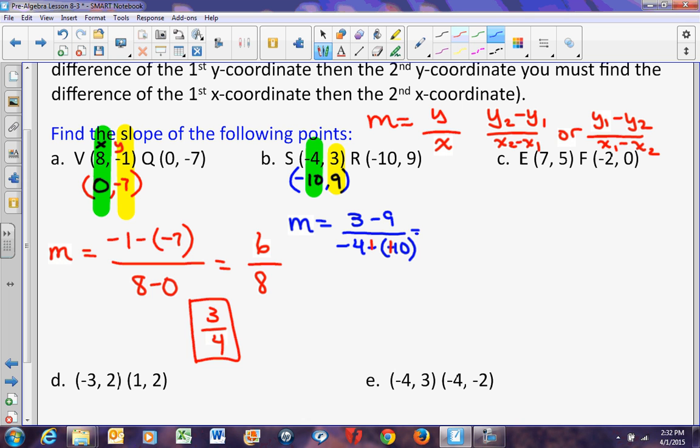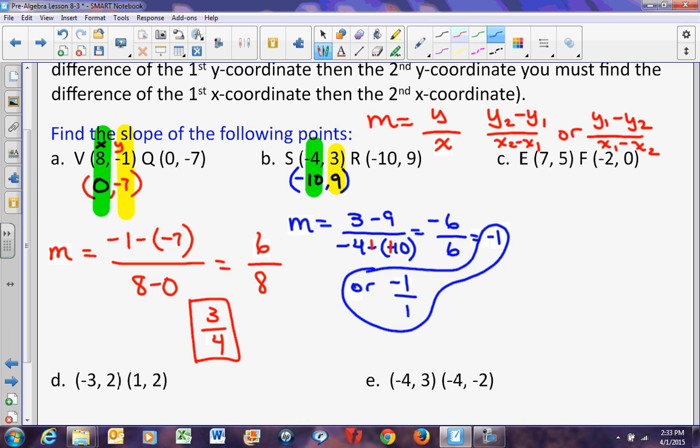So this becomes 3 minus 9 is -6. -4 plus 10 is +6. So my slope is -1, or -1 over 1. Either one works. You can leave it as a whole number or you can leave it as a fraction. You just cannot leave it as a mixed number.